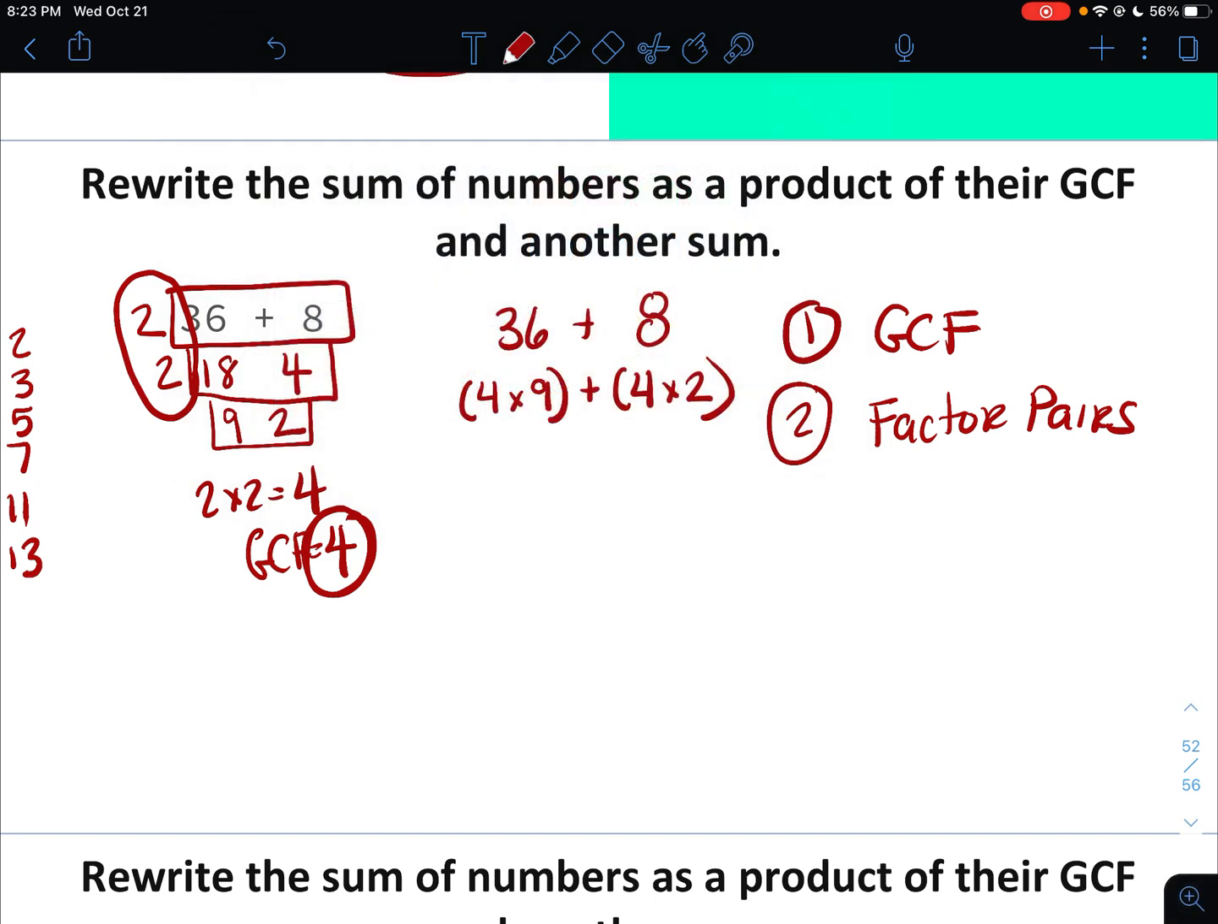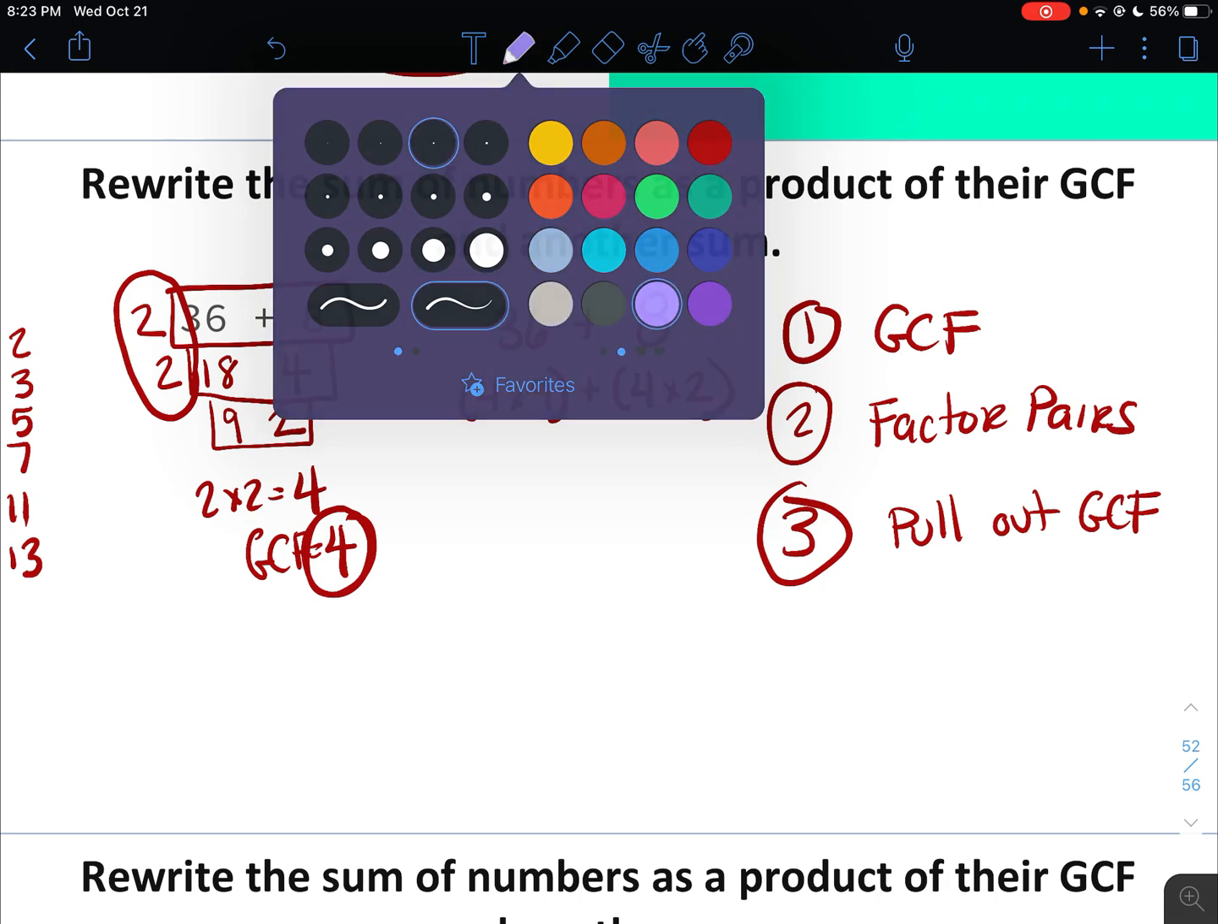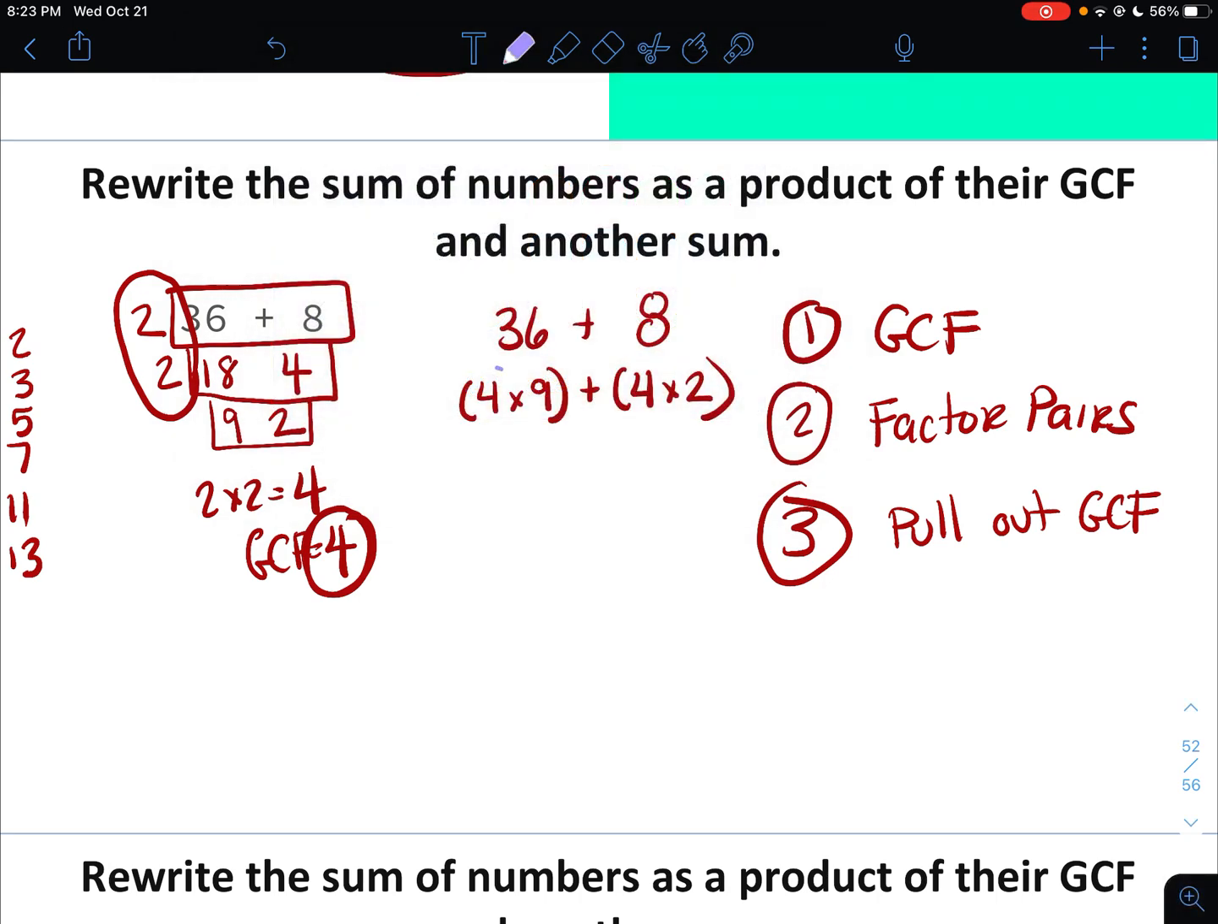And then step 3, before I move on and change my color, is to pull out the greatest common factor. So this is the reverse distributive property that we did on Wednesday. The 4 is what they have in common, so that comes out front. 9 plus 2 goes inside the parentheses.